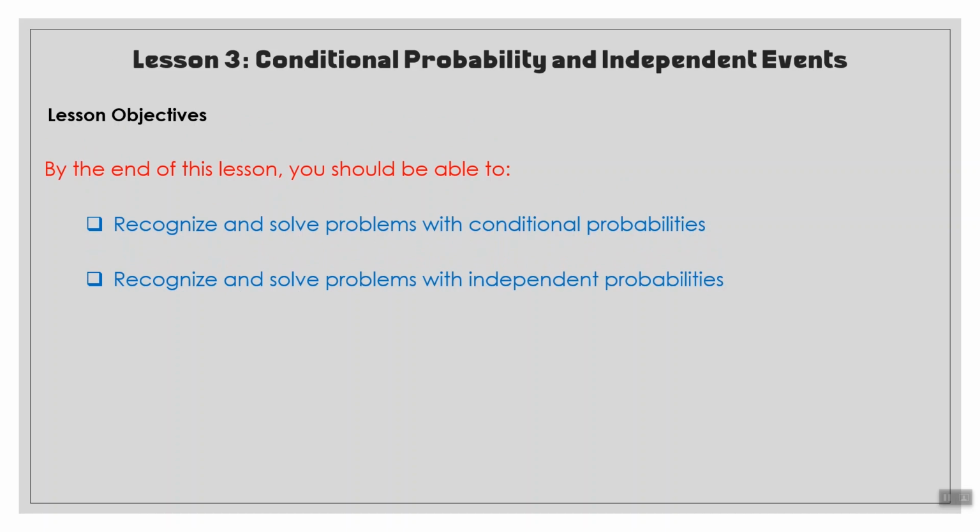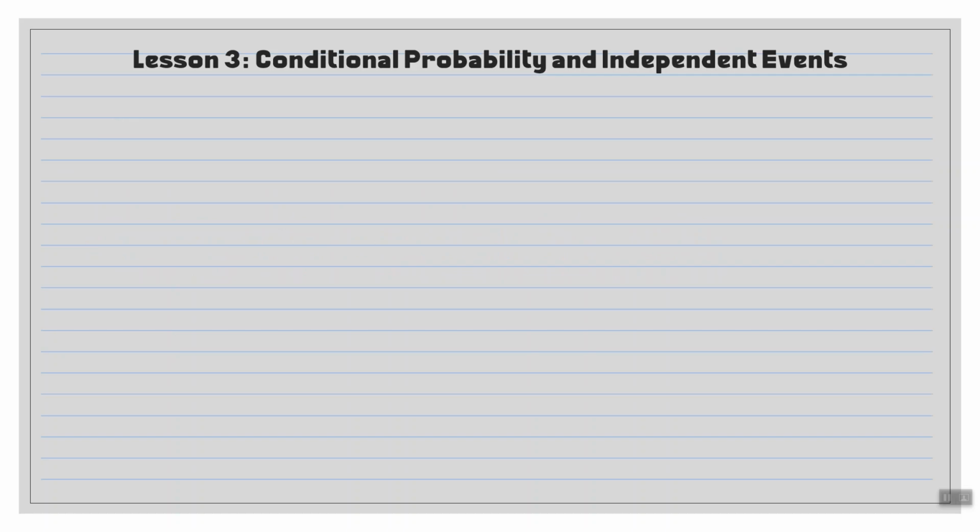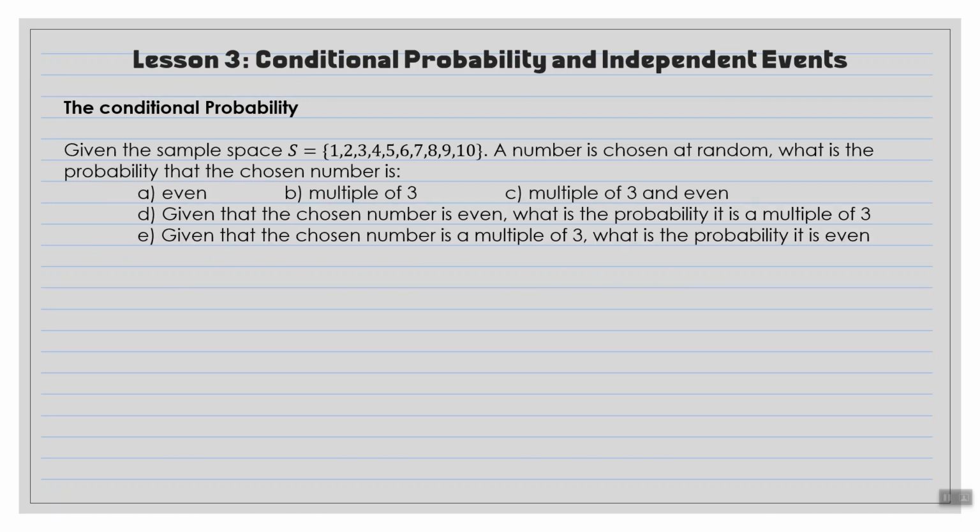Now, this lesson is going to be divided into two parts. One part is going to be for conditional probabilities, and the other one is going to be for independent probabilities. And we will start with the first part, which is conditional probability. Now, to understand this part better, we're going to look at this example. So let's read this example together.